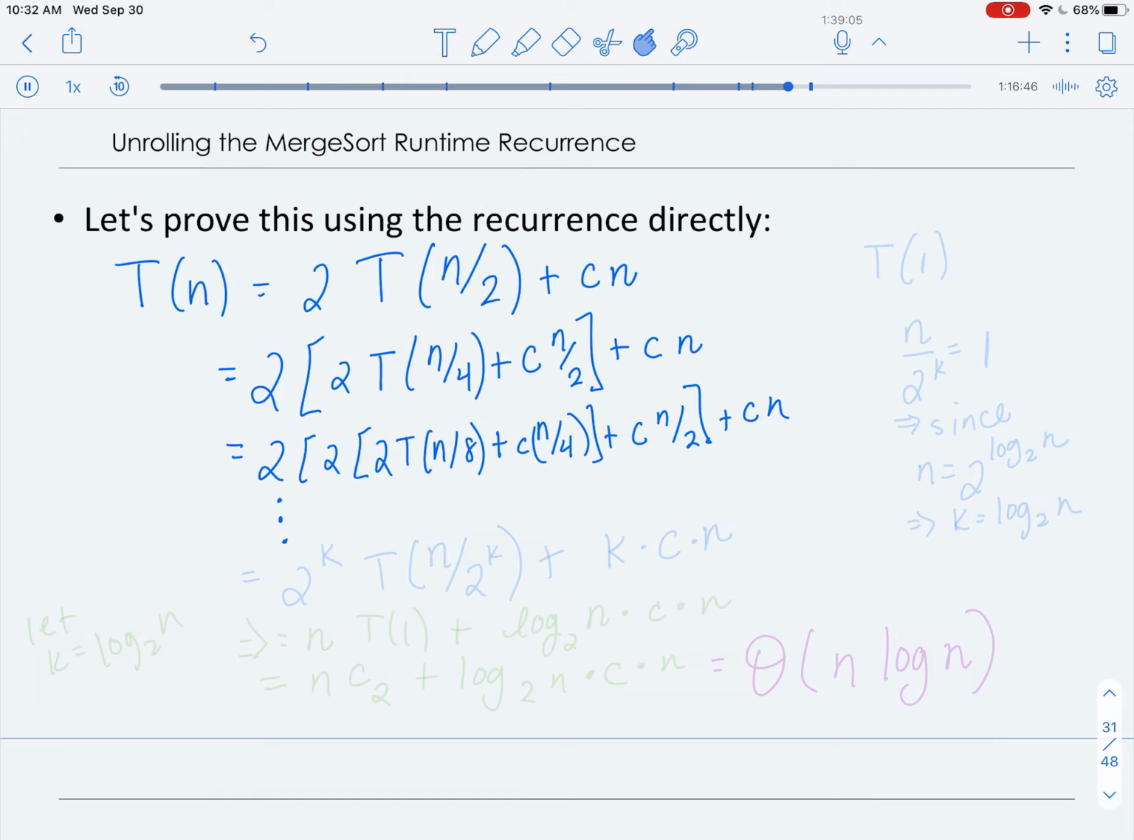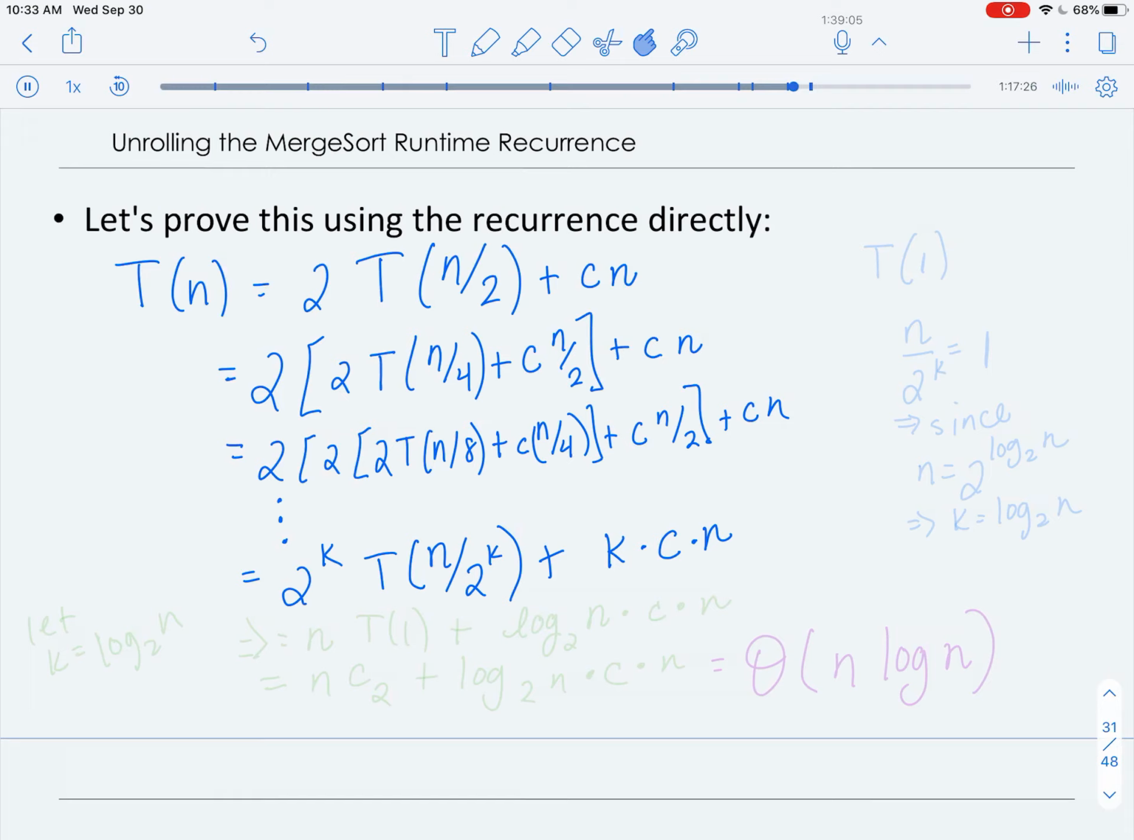When we consider the pattern, we notice that it's just 2^k times T(n/2^k) plus k times c times n. And now we have to think carefully about when this recursion will stop. So k is the number of recursive calls that we're making and the depth of the level, and we've already seen that the most number of recursive calls that we can make is log2 of n, and the reason for that is we'll hit the base case.